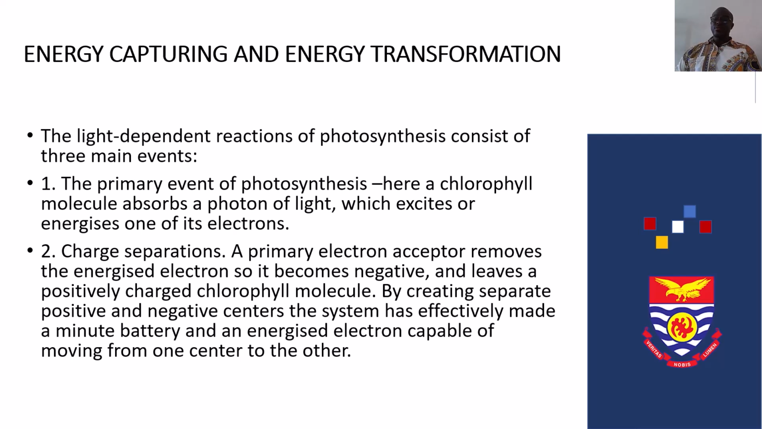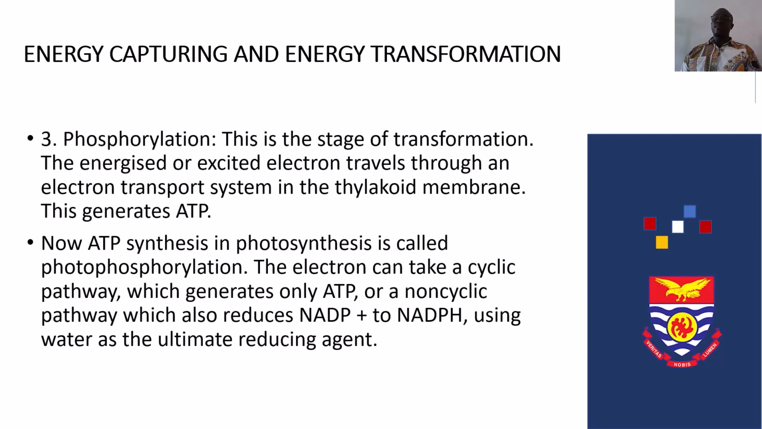Energy capturing and energy transformation. The light dependent reactions of photosynthesis consist of three main events. 1. The primary event of photosynthesis. Here, a chlorophyll molecule absorbs a photon of light which excites or energizes one of its electrons. 2. Charge separation. A primary electron acceptor removes the energized electron, so it becomes negative and leaves a positively charged chlorophyll molecule. By creating separate positive and negative centers, the system has effectively made a minute battery and an energized electron capable of moving from one center to the other.